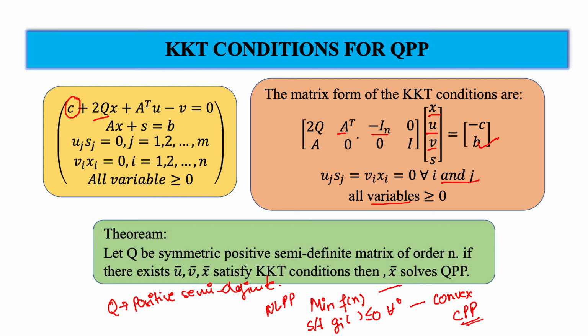So if Q is a symmetric positive semi-definite matrix of order n, and if there exist u bar, v bar, x bar satisfying the KKT conditions given in these equations, then x bar solves the QPP, meaning x bar will be the global minimum point of the QPP because the KKT conditions become sufficient. Okay, so these are the KKT conditions, and these are the sufficient conditions required for any QPP to have an optimal solution.